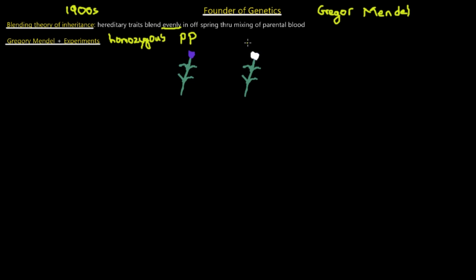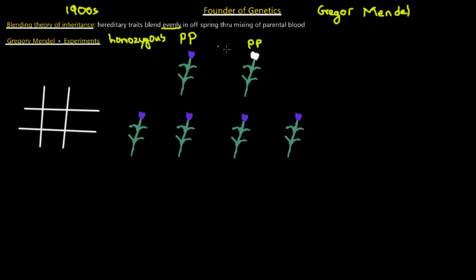And so this one was homozygous for the other allele, which is lowercase p. And of course, the lowercase p allele produces white flower, and the uppercase allele produces this purple flower. And what we have is that if these two are mixed, then we're going to get one color being dominant over the other because only one is going to be shown.